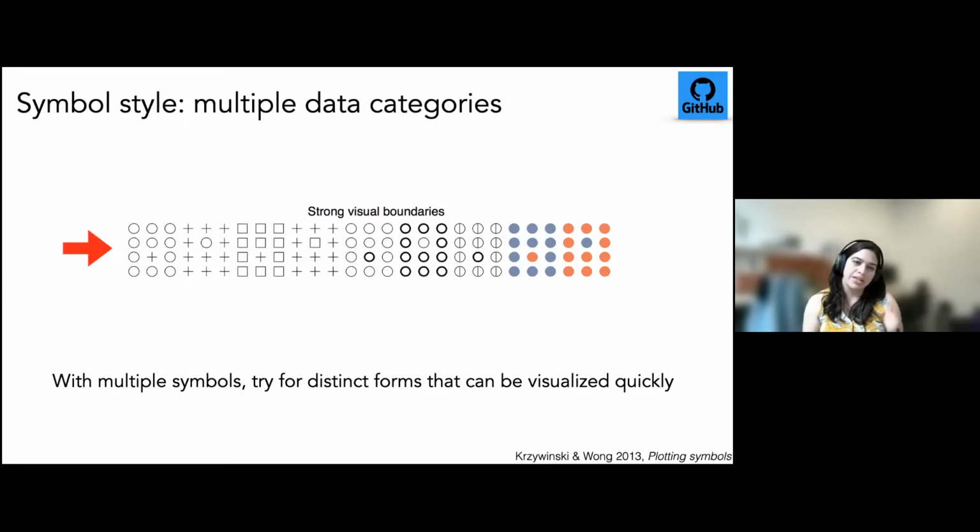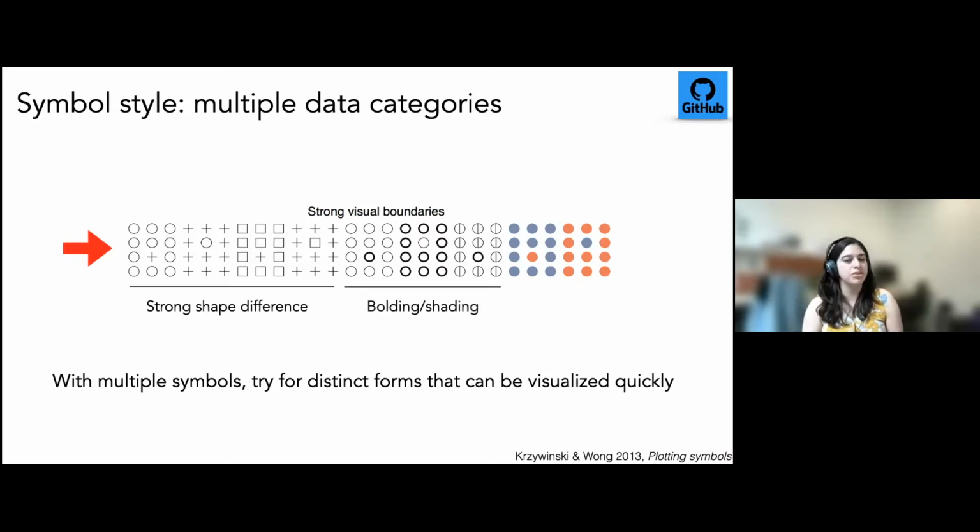There are different ways to create visual boundaries. You could do something like these first 4 columns where you have strong shape differences, so the shapes are very, very different. Maybe you do some sort of bolding or shading, where one group is a very solid circle and one is a less solid circle. Or you can do something with color. We're going to talk a lot about color, so I won't say more about that here, but I think that is a common way that people produce strong visual boundaries.